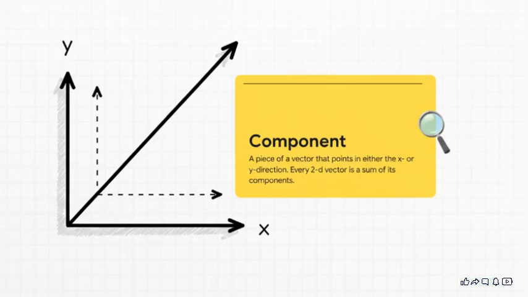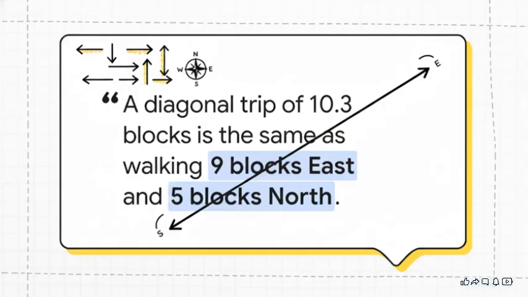A good way to think about it is like they're the shadows the vector casts. One shadow on the ground, which is your x-axis, and another on a wall, your y-axis. You add those two shadows together, and you get the original vector right back. The classic city block analogy really makes this whole thing click.